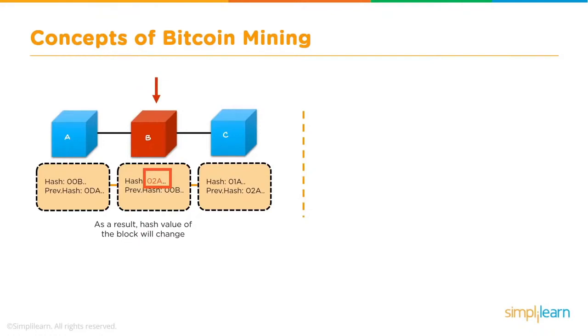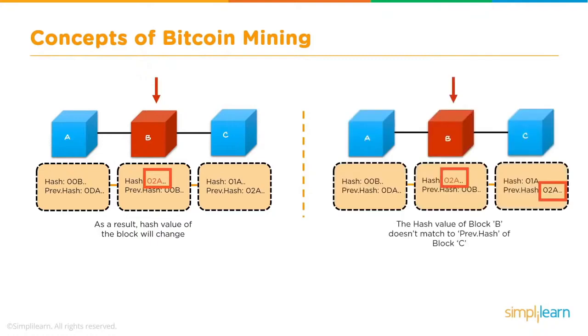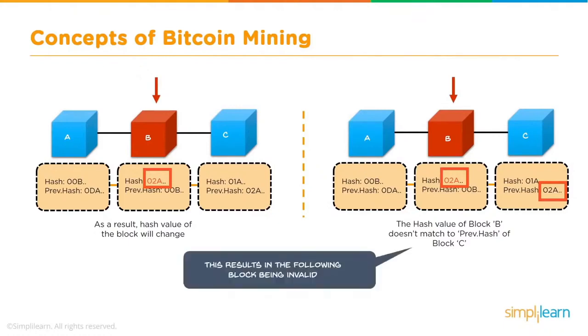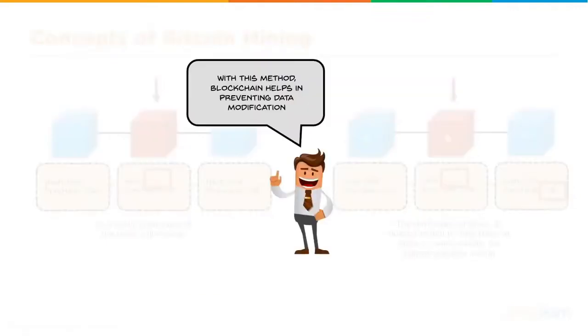Basically, the blocks ahead of block B will all get delinked because the previous hash value of block C will not remain valid. So in order for the hacker to make the entire blockchain valid for the block B which he has changed, he has to change the hash value of all the blocks ahead of block B, which will require a huge amount of computing power, which will be next to impossible. So as you see, this results in the following blocks being invalid. With this whole thing, the blockchain is making sure that the entire sequence remains non-hackable and prevents data modification.